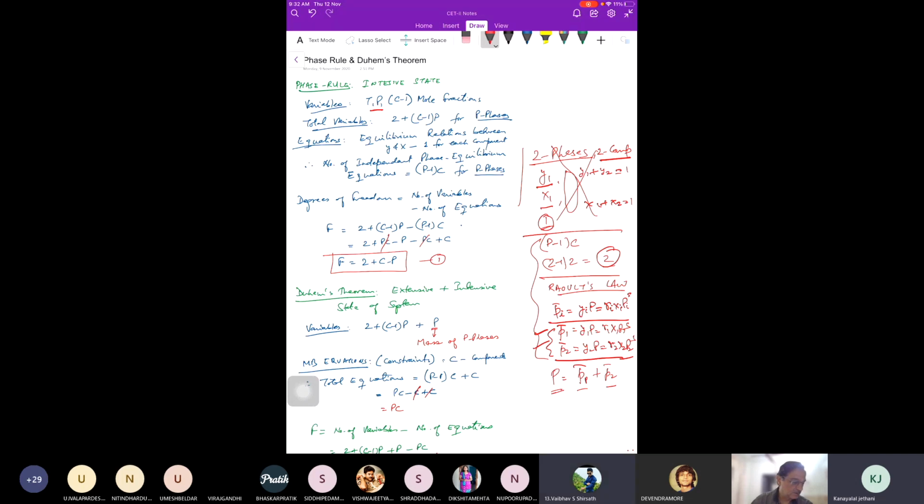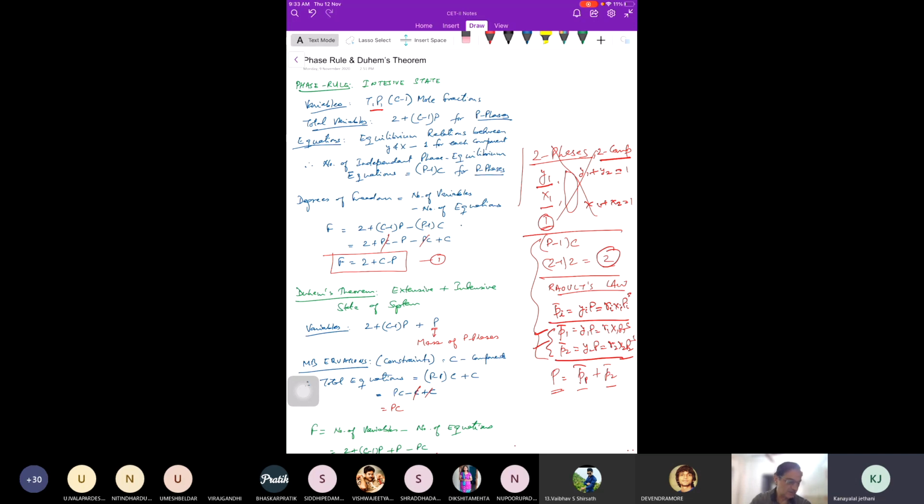So the number of degrees of freedom is the number of variables which we specify, minus the equations which relate those variables. So these are relations between variables, right? So it is essentially 2 plus (C minus 1) into P, minus (P minus 1) into C. So you got F is equal to 2 plus C minus P, or F plus P is equal to 2 plus C. You can write it any way you want. So that is the phase rule.